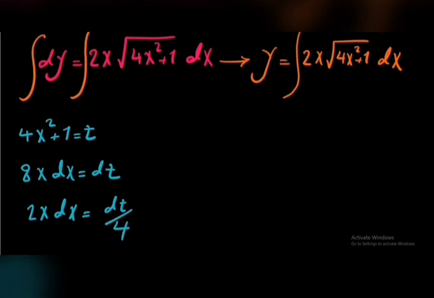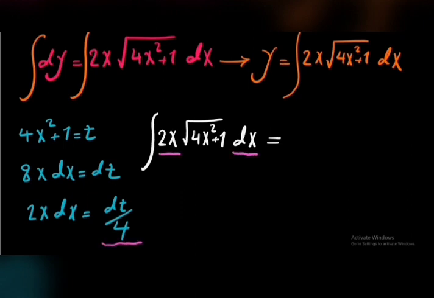Why do I do that? Because in this integral we have 2x times dx. So the integral was 2x times the square root of 4x squared plus 1 times dx, and instead of 2x times dx I can put dt divided by 4, and instead of the square root of 4x squared plus 1 I can put the square root of t, right? So it means our integral is the square root of t times dt divided by 4. So we have to find this integral.